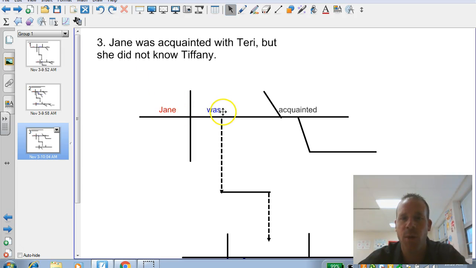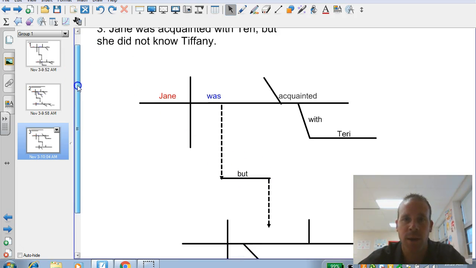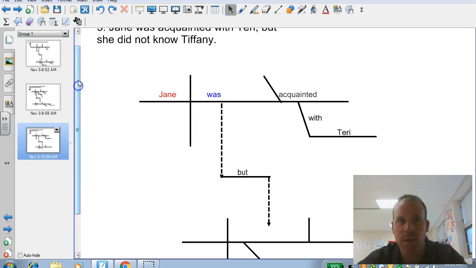And we have Jane was, what was she? Acquainted. Now here's a little prepositional phrase at the end with Terry. It's going to go right here because it's talking about what Jane was acquainted with. And it was with Terry. Then as we move on, we put our conjunction but in there. And then we just go down to the second independent clause, which is she did not know Tiffany.